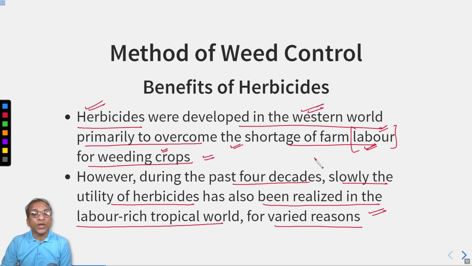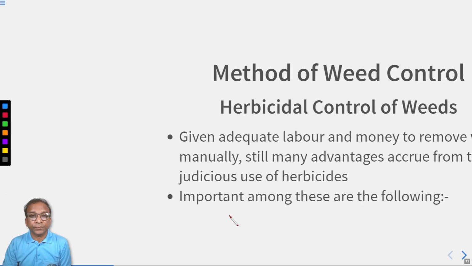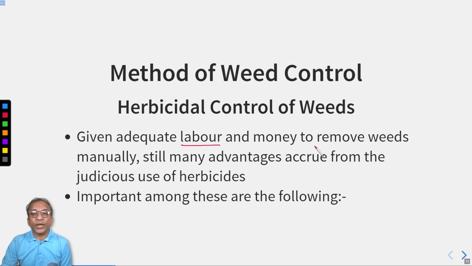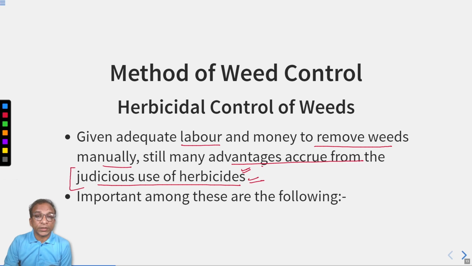Nowadays, after these 4 decades, we can see that herbicides are used in the tropical countries also because of various reasons. Given adequate labor and money to remove the weeds manually, still many advantages accrue from the judicious use of herbicides, right? It must be used judiciously, because herbicides can cause a lot of pollution. They can kill even our crops if they are not used properly, at the proper time.